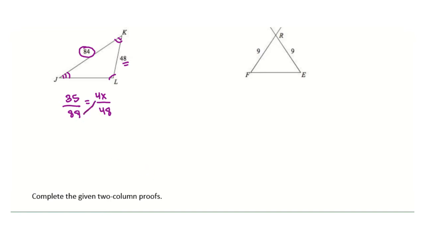So I'm going to do 84 times 4x, and I'm going to set that equal to 48 times 35. 4x times 84 is 336x, and over here I'm going to get 1680. To solve for x, I'm going to divide both sides by 336, and when I do that, I get x is equal to 5.